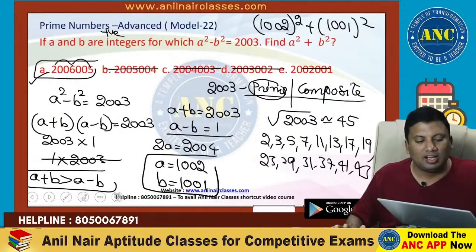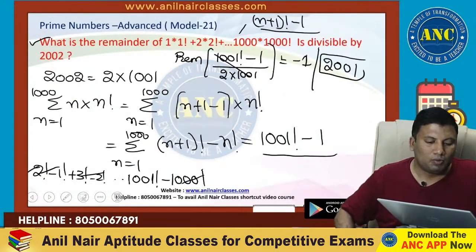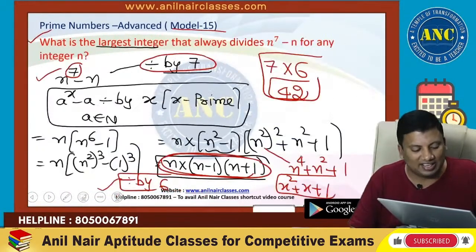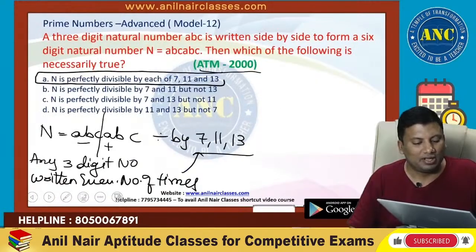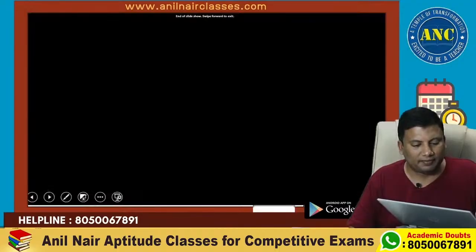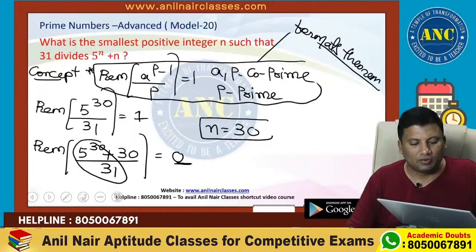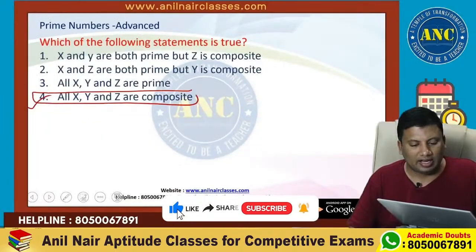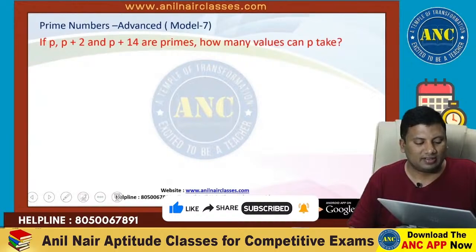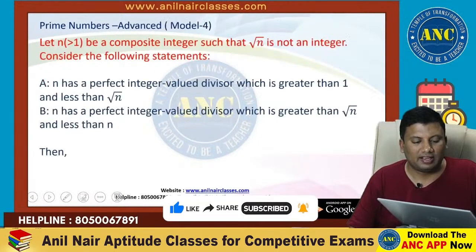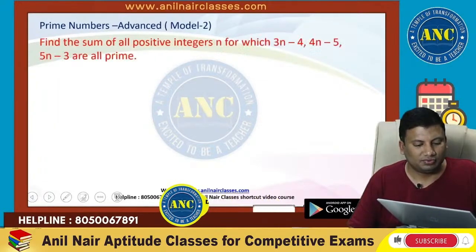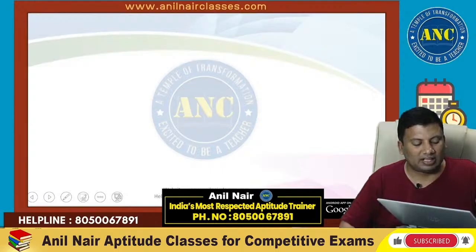Models so far: model number 22, 21, 19, 18, 17, 16, 15, 14, right? Model 12. Is there any model that is missing? Let us see. I think one model we already covered, that is also 10. Then 9, 8, 7, 6, 5, 4, 3, 2, 1. What is model number 13?